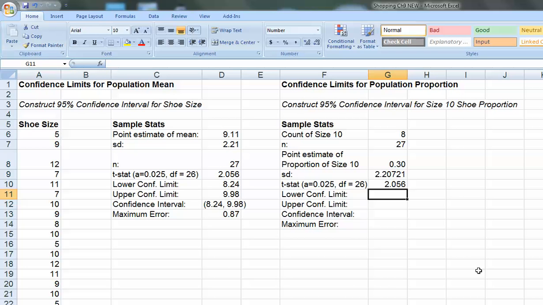Confidence intervals. Now let's go back to page 276. For calculating proportions, our equation looks a little different. It's P, which is our proportion estimate, in this case the 0.3, plus or minus the Z statistic times the square root of proportion times 1 minus proportion, divided by n.